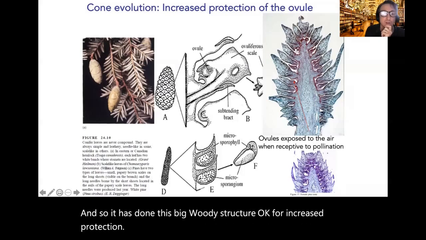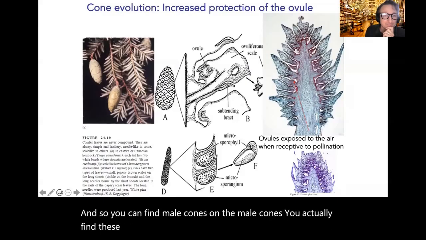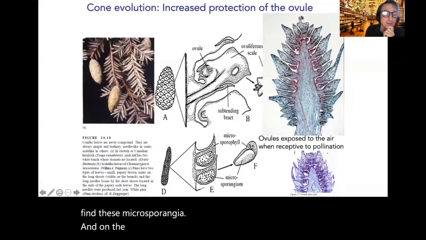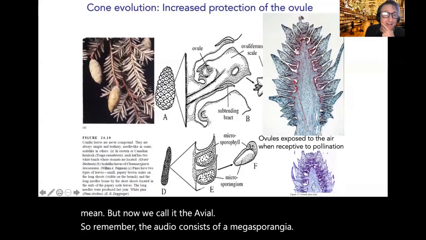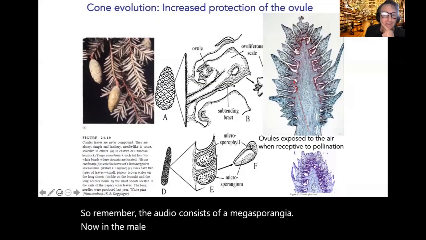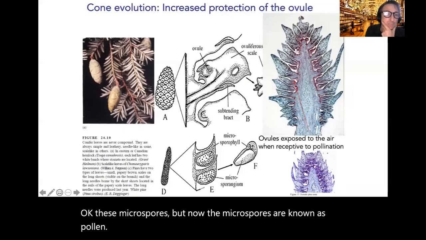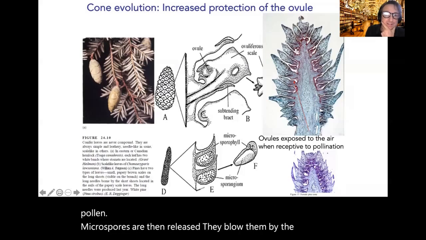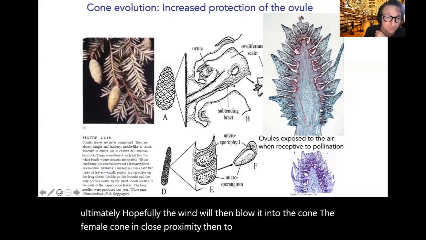You can find male cones and female cones. On the male cones, you find the microsporangium. On the female cones, you find the megasporangium, but now we call it the ovule. Remember, the ovule consists of a megasporangium. The male cones release microspores, but now the microspores are known as pollen. They blow by the wind, and hopefully the wind will blow them into the female cone, in close proximity to the megaspore or the ovule.